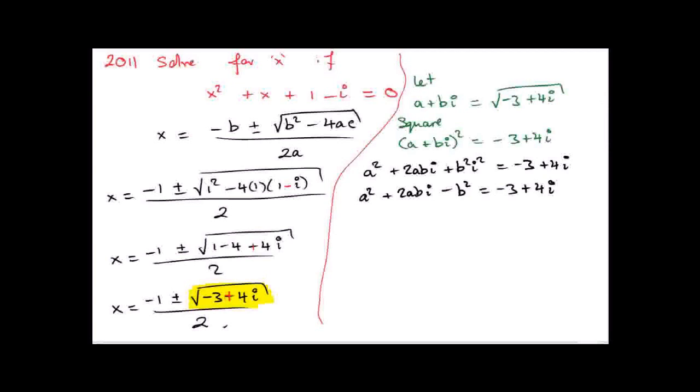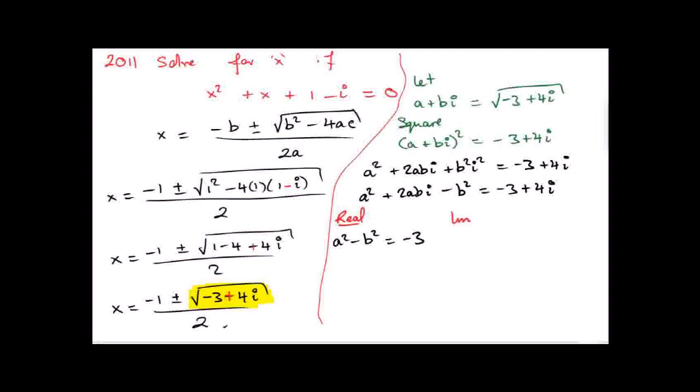Let the real on the left equal real on the right, and imaginary on the left equal imaginary on the right. So I equate the real parts and I equate the imaginary parts. So first of all, the real bits: a squared minus b squared equals minus 3. Basically, the real bits are anything that doesn't have an i in it. Okay? So a squared minus b squared equals minus 3.